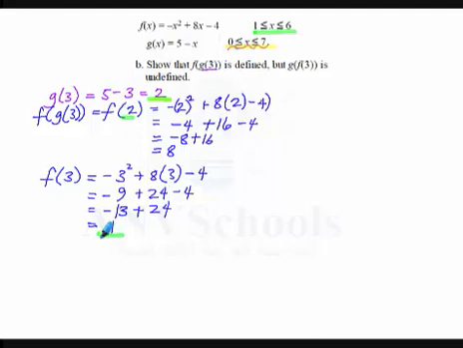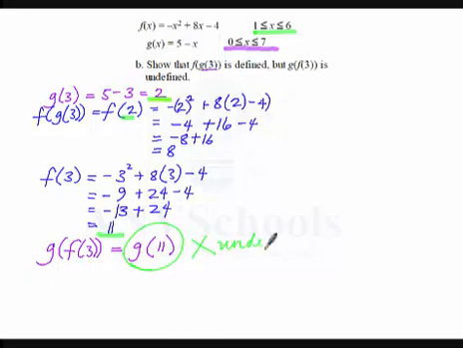Which is equal to 11. We will not go further to g of f of 3 computations. Why? Because as you can see, our f of 3 is 11, and for us to define g of f of 3, that will be equal to g of 11. And as you notice, 11 is not within the restricted domain of our g of x. The restricted domain for g of x is from 0 to 7 only. So our 11 here is not included. Therefore, g of f of 3 is undefined or does not exist.